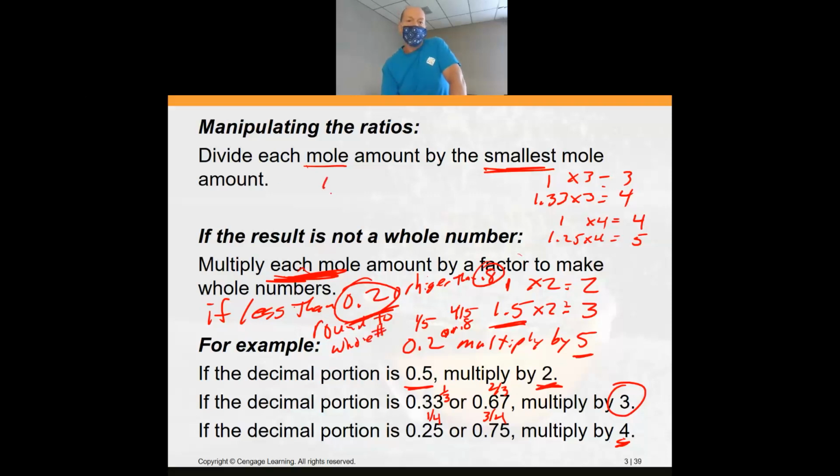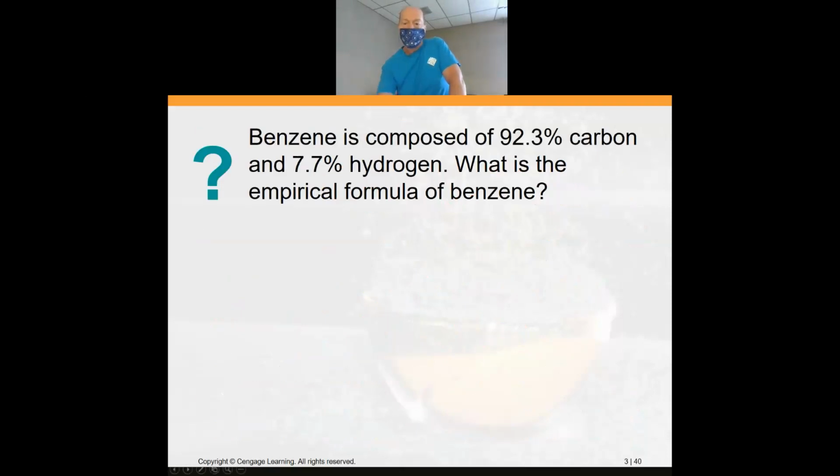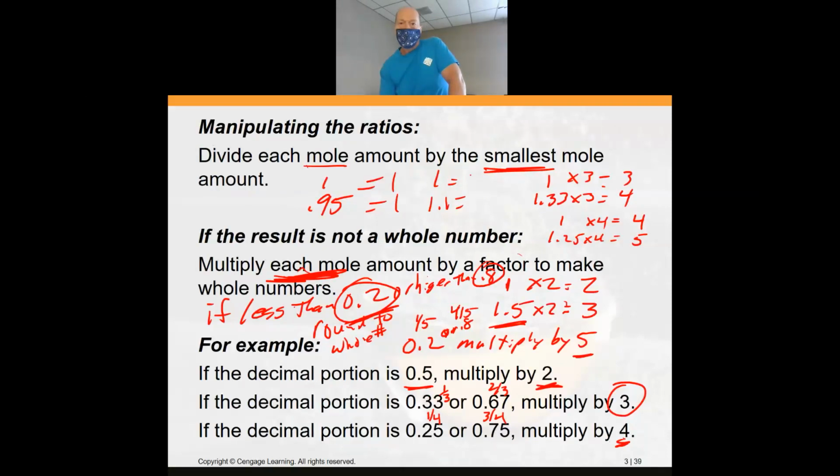So if you had a 1 to a 0.95, that is a 1 to 1. You round it. If you had a 1 to a 1.1, that is a 1 to 1. And so we go, if you had a 1 to a 1.15, that is a 1 to 1. If you had a 1 to a 1.85, that is a 1 to 2. All right, so if it is greater than 0.8, you just round it to the whole number. If it is less than 0.2, you round it to the whole number.